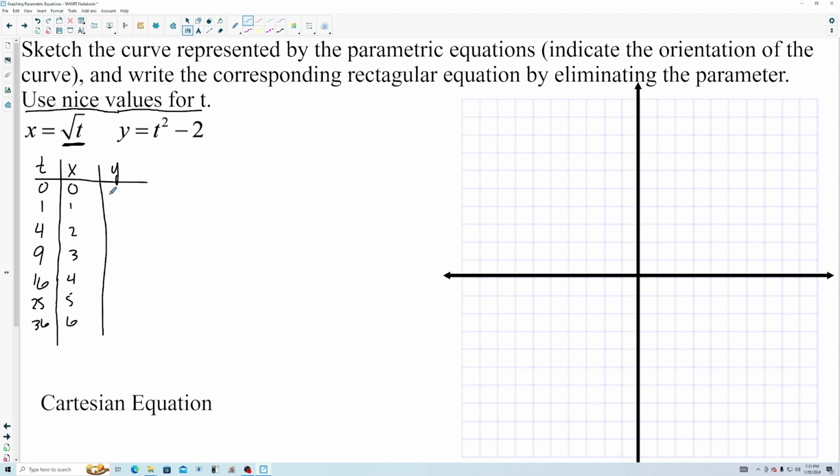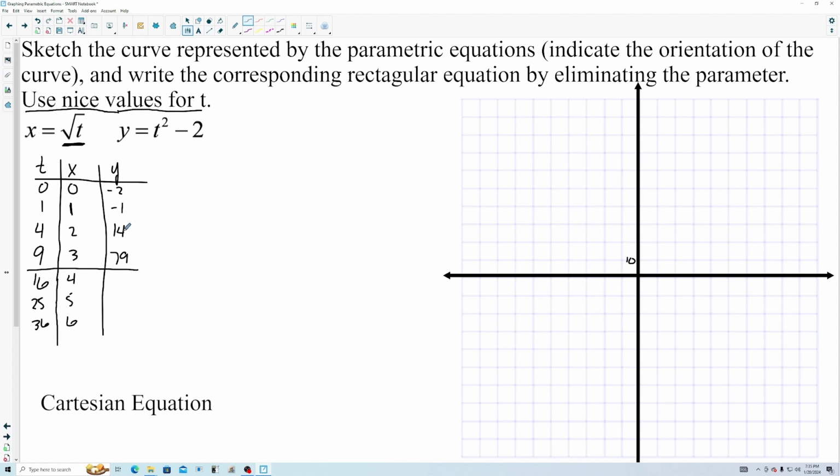So 0 minus 2 is -2. 1, oh, that should be a 1 there. 1 minus 2 is -1. 16 minus 2 is 14. 81 minus 2 is 79. And that's probably how far I would take it right there using this graph. So let's go by tens.